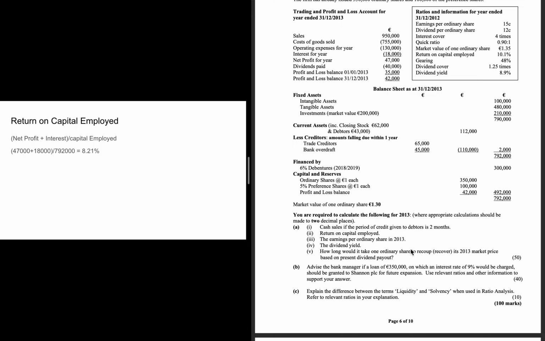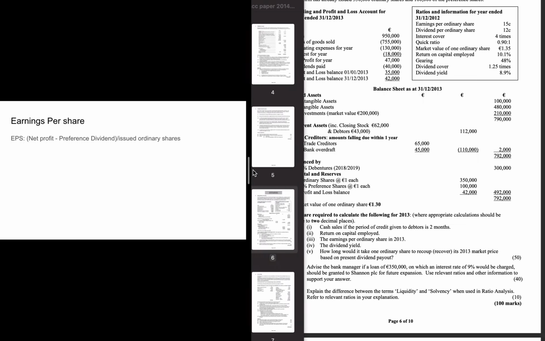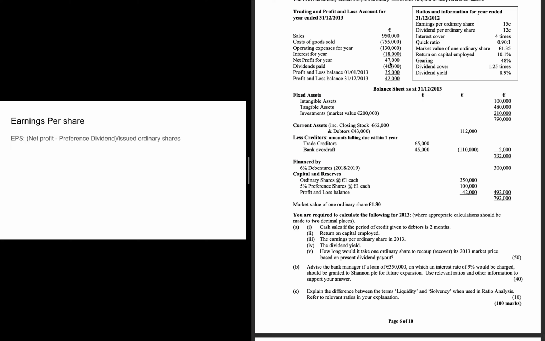Earnings per share in 2013. It's the other thing to be careful of, by the way. Sometimes, in some of the older questions, they ask you to work out a ratio from the previous year, from the information in the box. So always just check that the year matches up. It'll only be one of them. But anyway, earnings per share is net profit minus preference dividend over issued ordinary shares. So 47 minus 5 over 350 is 12 cent.